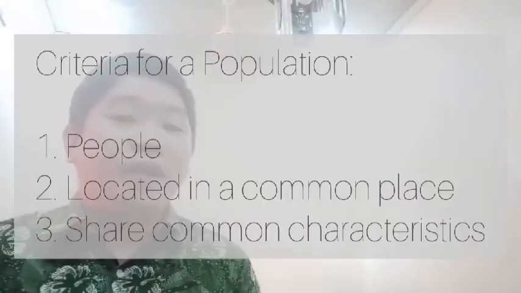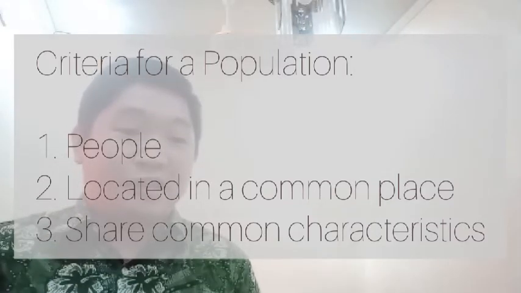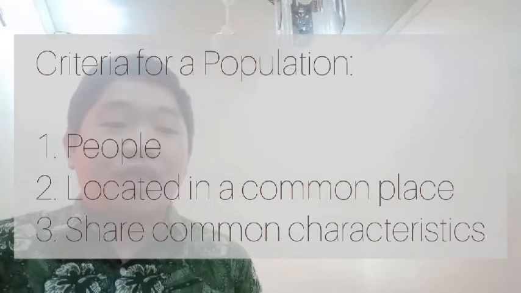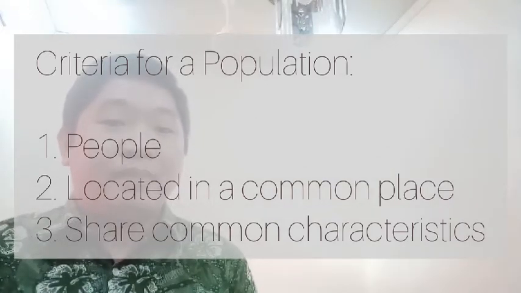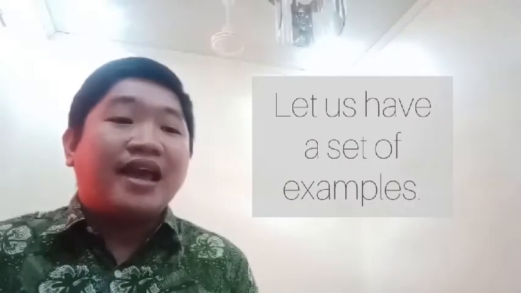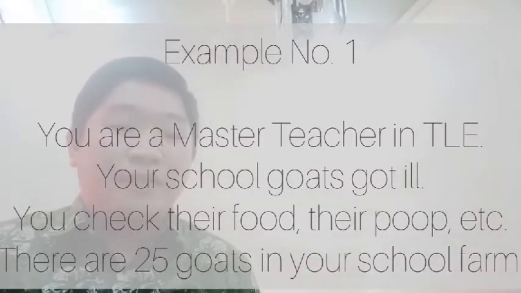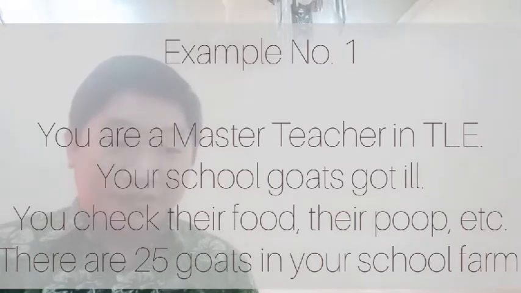When we talk about population, we refer to, number 1, people. Number 2, they should be present in one place or institution. Number 3, they should share common characteristics. Having that said, let us have a quick analysis. Example number 1. Assuming that you are the master teacher in a large school.